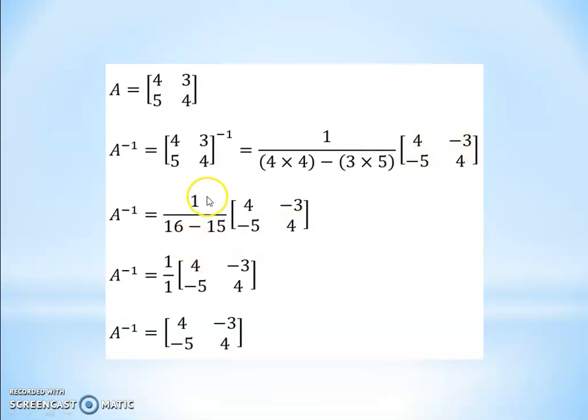So we put 1 upon 16 minus, 4 fours are 16, minus 3 into 5 is 15. Now [4, minus 3; minus 5, 4]. So 16 minus 15 is 1. So we have to divide 1 into each and every element. The answer remains the same. So the A inverse of the given matrix is [4, minus 3; minus 5, 4]. Okay, so we define it this way.